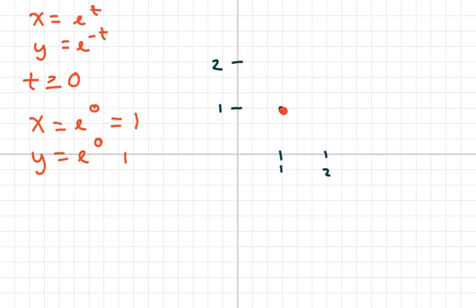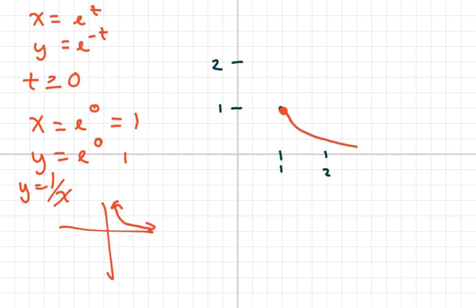All right? And so then you can plug in more values, but we already know that this goes like this. y equals 1 over x. Looks like that. So we're going down this way. But our starting point, because of our parameters, starts here. And our orientation is still going to the right. So we're going to the right there.